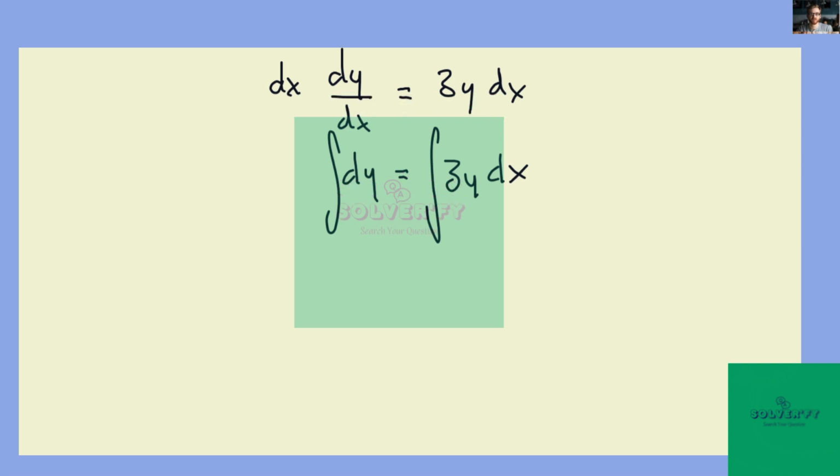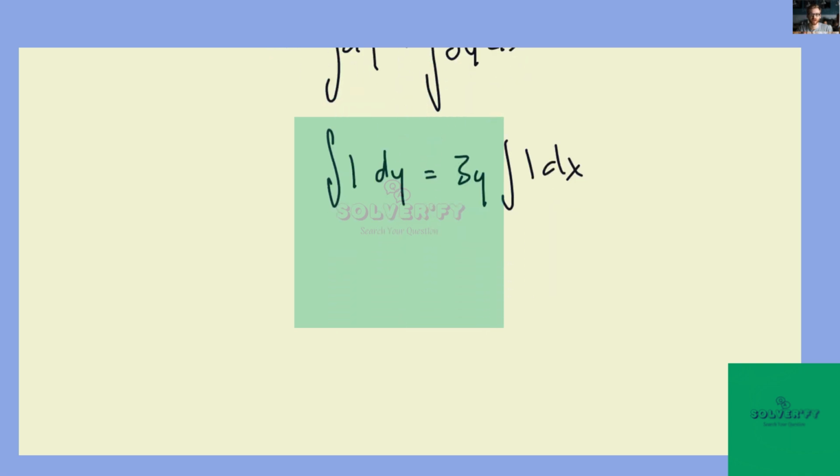And so what you may notice now is that we basically have the integral of 1 with respect to y is equal to, now we've got something we can factor out here, 3y, as a multiplicative factor of the integral of 1 dx. We're pulling it out as a multiplicative constant.